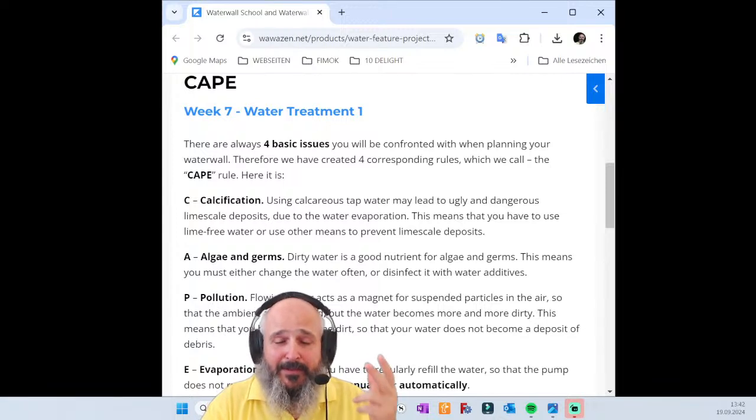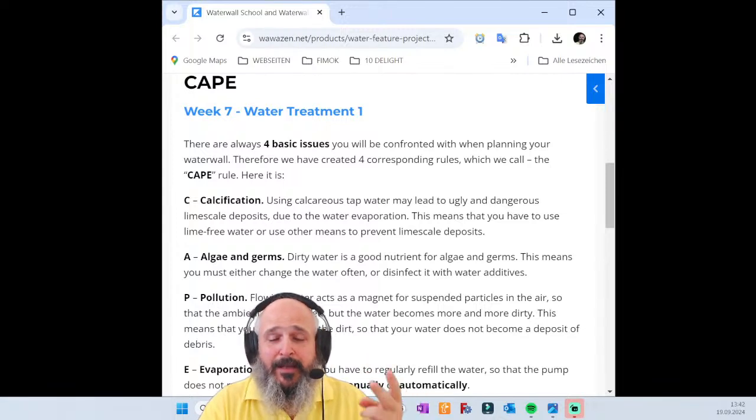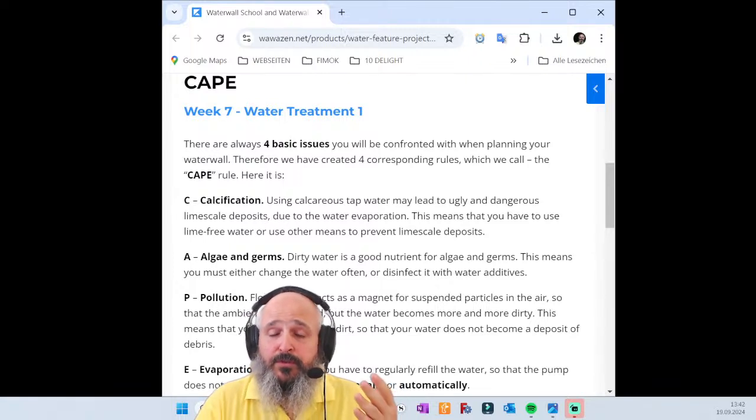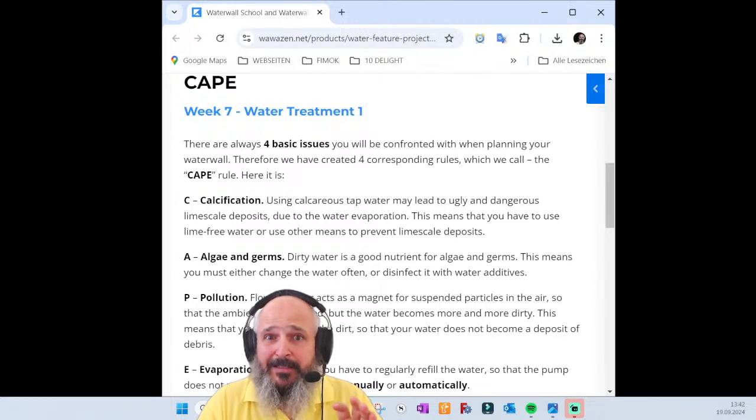So that's what A stands for, how to take care of algae and germs. You need to use a water additive. By the way, UV light doesn't really work because it only kills the algae and germs that pass the light, but it does not avoid algae and germs on the surface of your system, inside your hoses, etc. So that's why at the end you need an additive.